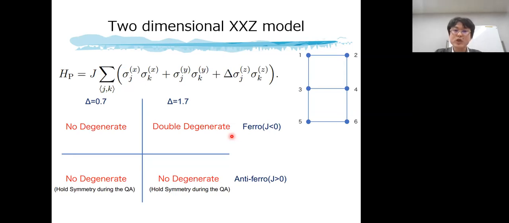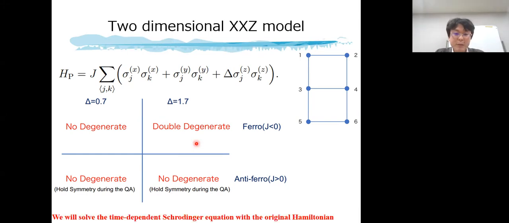We'll consider the two-dimensional XXZ model, and I'll consider 6 qubits here. I'll consider 4 cases, like delta is 0.7 or 1.7. Also, J is negative or positive. You can see that for these 3 cases, we have a unique ground state. But for this case, there are 2 degenerate ground states.